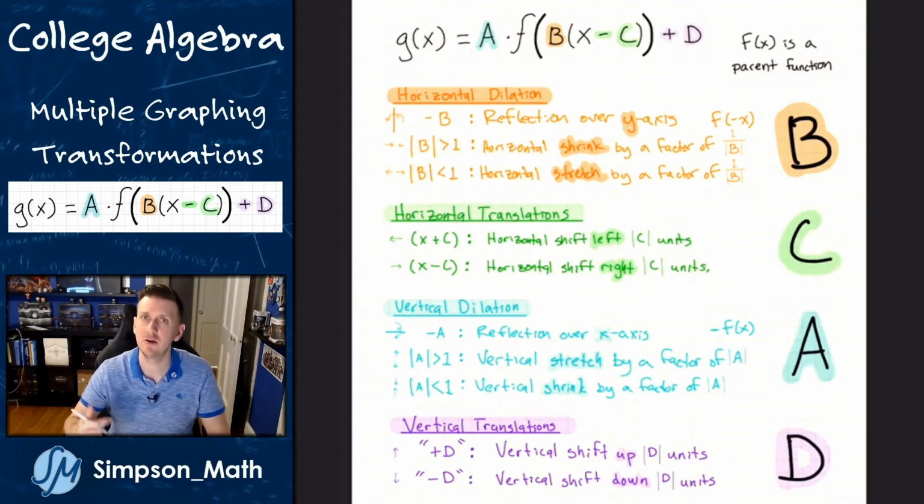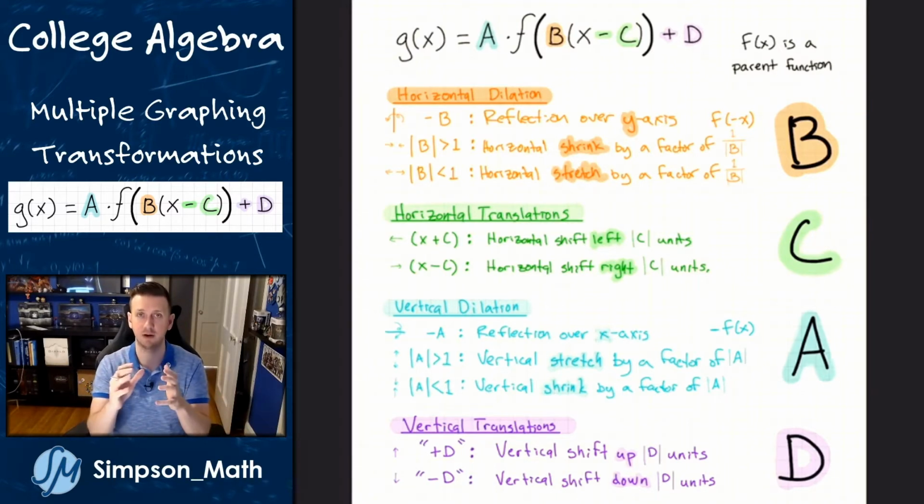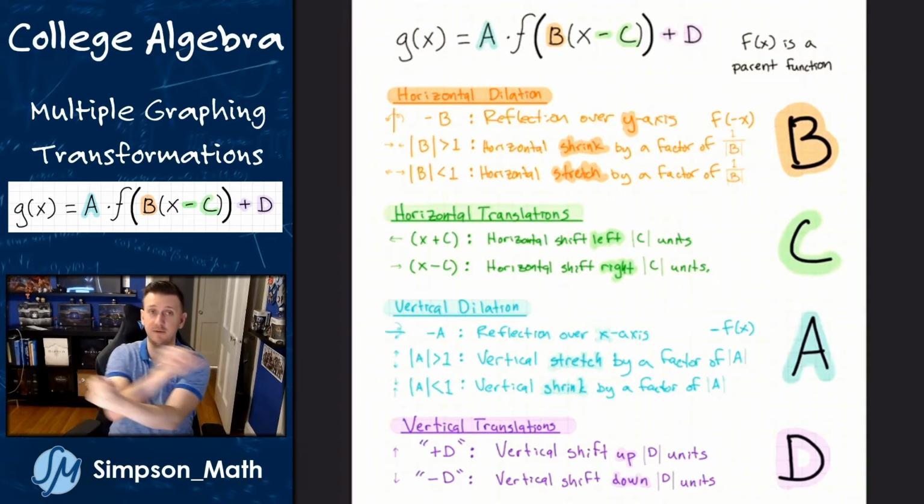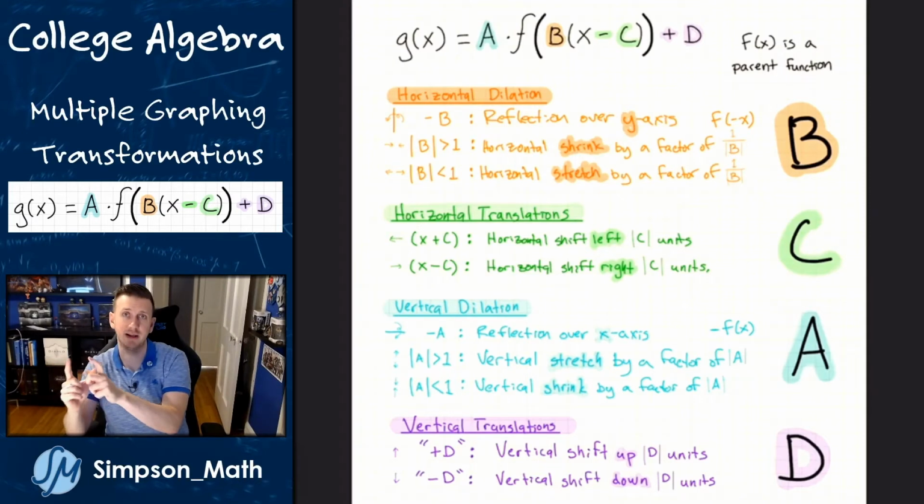So to do that, the order in which you apply these transformations does matter, and I had you copy down the notes in this order for a reason: B, C, A, D. If you notice, the multiplication happens before the addition. Or just think about what's happening physically with our graph. Looking at this horizontal part first, the graph will be horizontally stretched or shrunk or reflected before it is moved off of that corresponding axis.